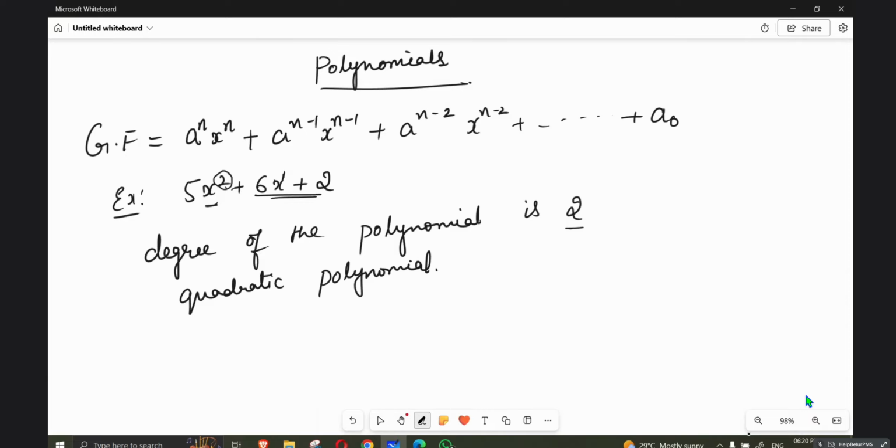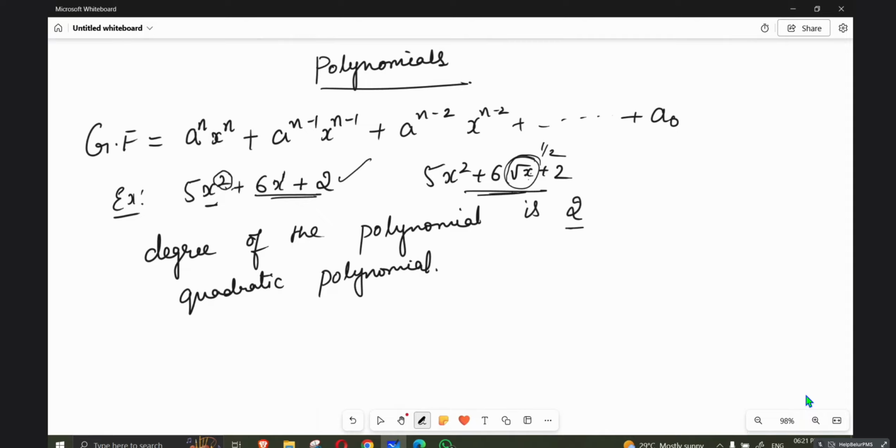But if I write another example like this, here we cannot say this is a polynomial, because the power of the x here is 1 by 2. Always the power of the variable in a polynomial should be a positive integer. Only then do we call it a polynomial.